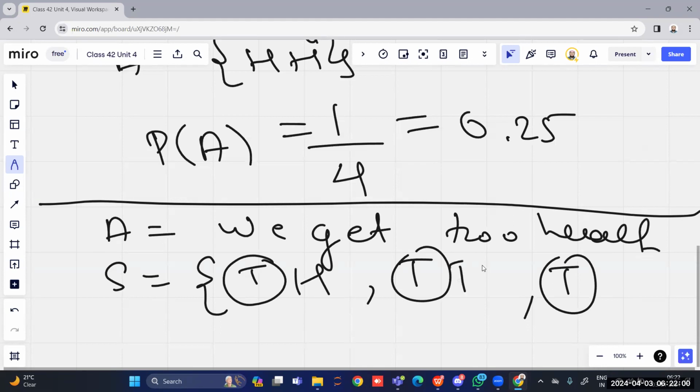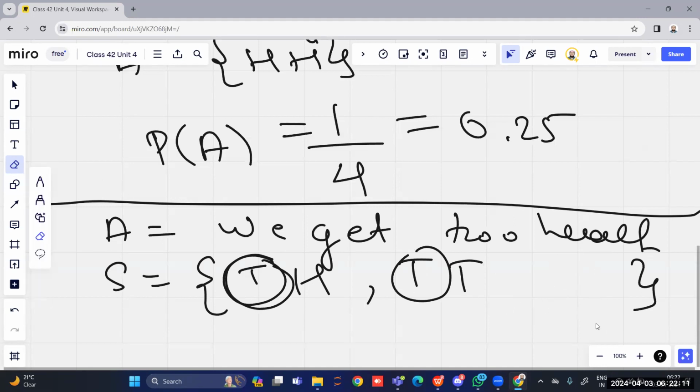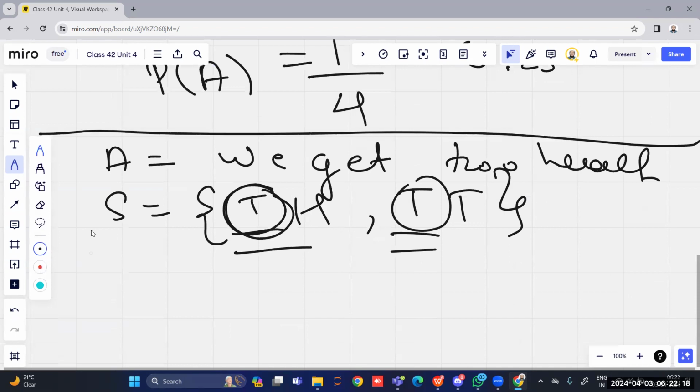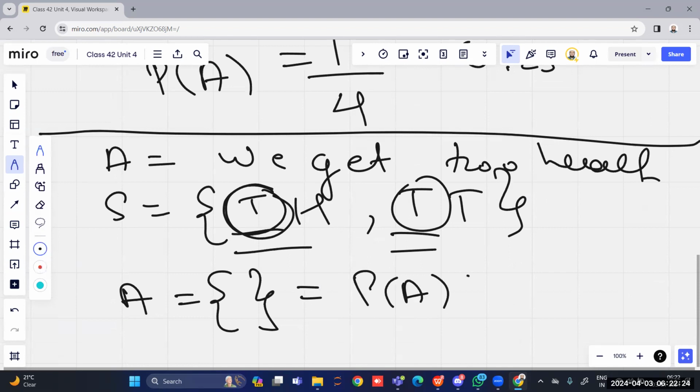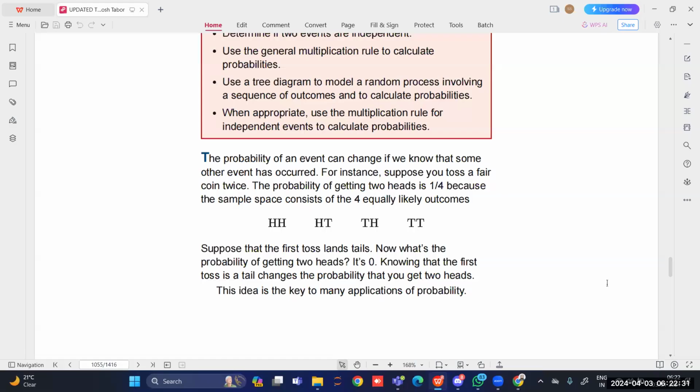On the third it may have tail, on the second again it may have head. But the first has landed tail. This is not possible because this is a repeat. So the first landed tail. Now what is the probability that it will have head on both sides? The probability of A will be 0 upon 4 because there is no chance. So that's 0.